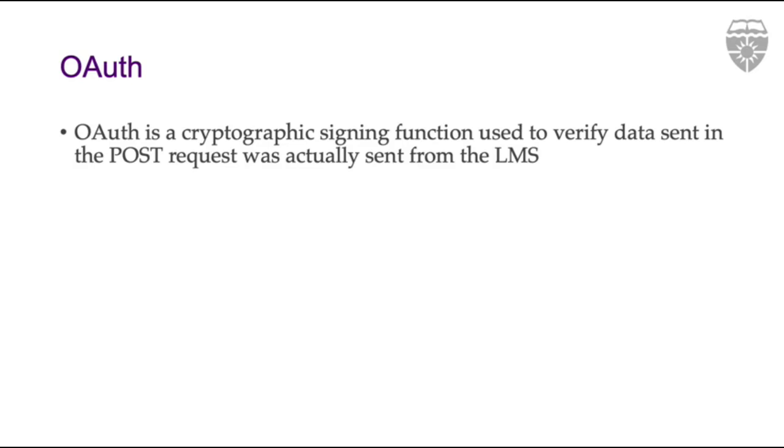OAuth is basically an encryption protocol. It's a cryptographic signing function that is used within a post request that makes sure that the information my application is receiving from a source is authenticated.